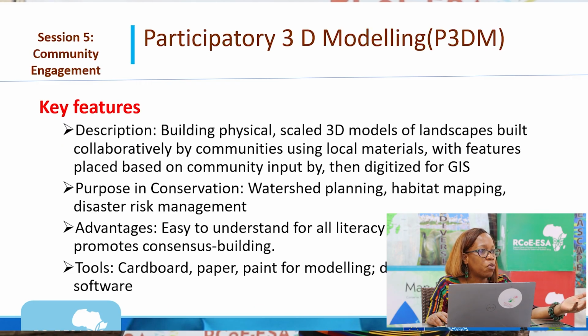So we'll go through participatory 3D modeling. What are the key features? Building physical scaled 3D models of landscapes built collaboratively by communities using local materials with features placed based on the community input, then digitized for GIS. It has to have a purpose in conservation, for example, watershed planning, habitat mapping, disaster risk management. What are the advantages? It is easy to understand for all literacy levels, visually engaging, and promotes consensus building.